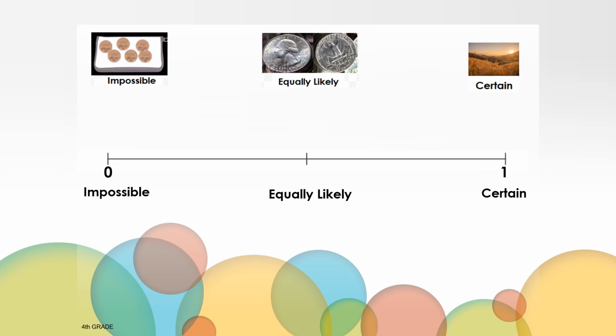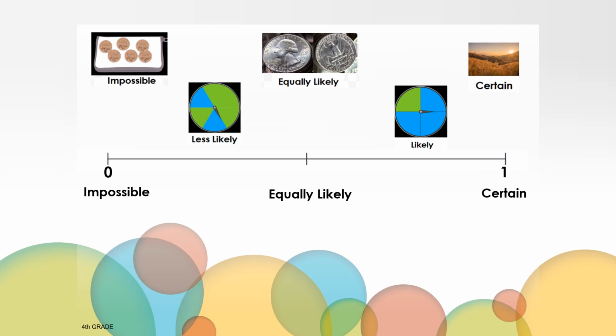Sometimes events or outcomes fall in between these numbers and are described with other words. For example, it is likely that this spinner will land on blue when I spin it because it has 3 blue spaces and only 1 green space. It is less likely that I would spin a blue on this spinner because there are more green spaces than blue ones. Likely events would be placed between equally likely and certain on the number line. Less likely events would be placed between impossible and equally likely on the number line.